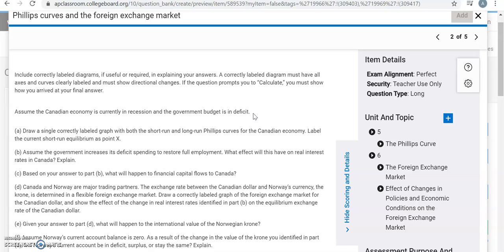So, like all AP questions that have you explaining a graph, it's going to first want you to show that graph, most likely. So A, that's what it's going to have you do: draw a single correctly labeled graph with both short run and long run Phillips curves for the Canadian economy. Label the current short run equilibrium as point X. So let's go down to A.